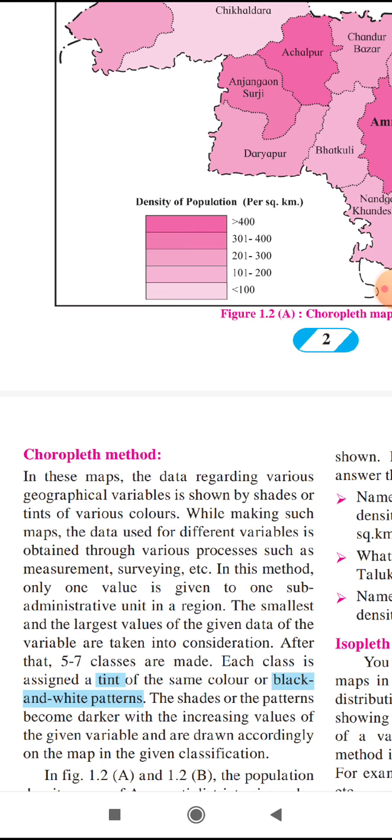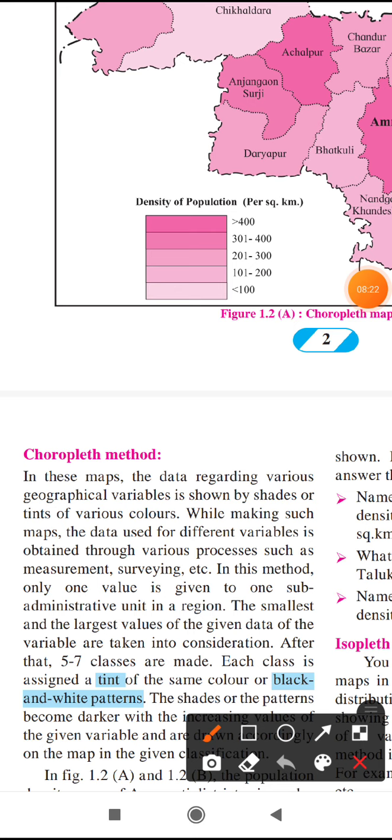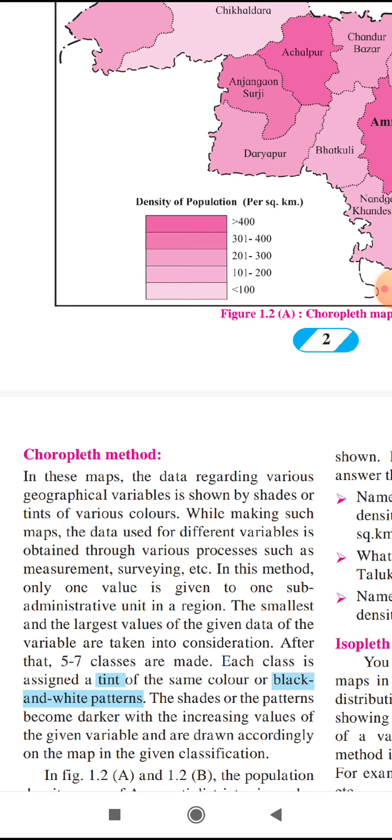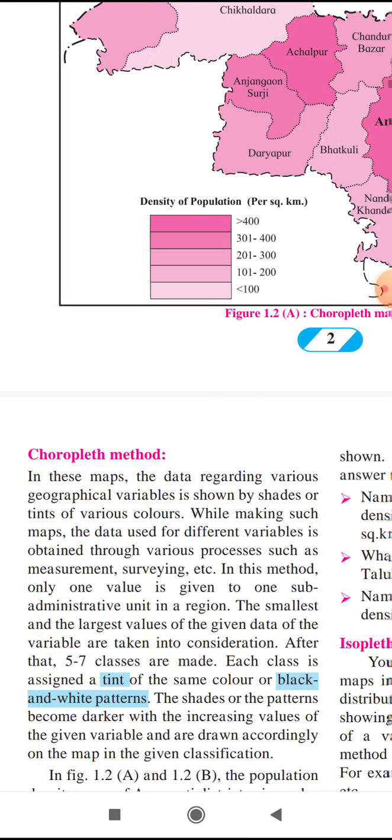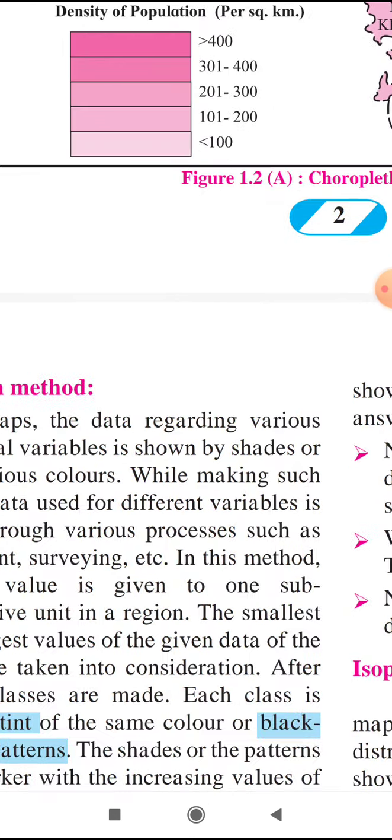Now the data used for different variables is obtained through various processes such as measurements, surveying, etc. So in the Choropleth method, how is the data collected? The data is collected through measurement or surveying. Here, only one value is given to one sub administrative unit. That is the characteristic of the Choropleth method.